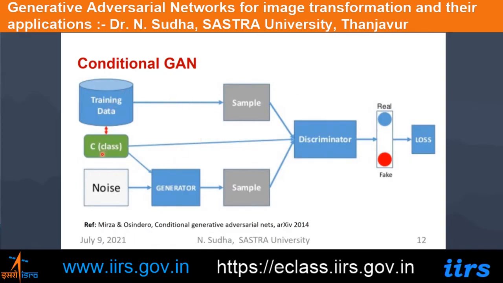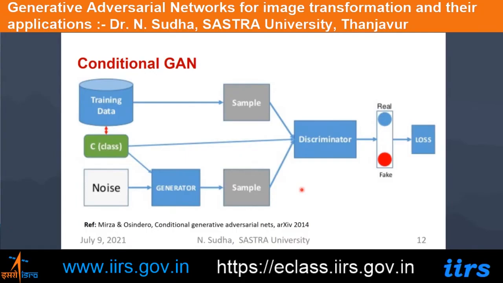And during training, the class information is also accompanied. It's not only the dataset images, but also the class information. So that's how the training is done, during the training phase for the discriminator as well as the generator. Once it is trained, if you give the class label and also the noise, then it will give the sample output which is related to that particular class. That is the conditional GAN.